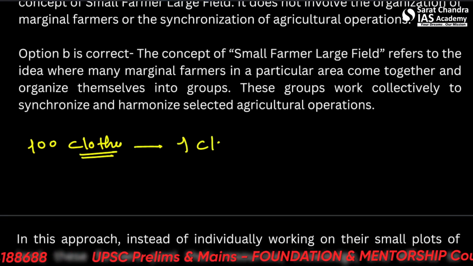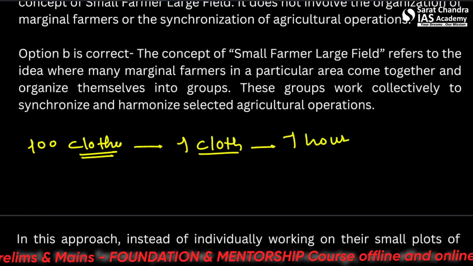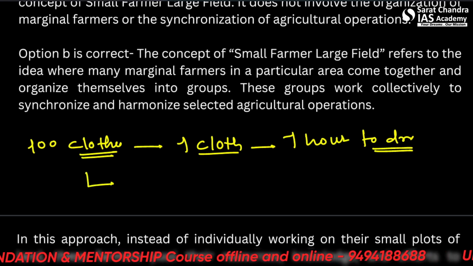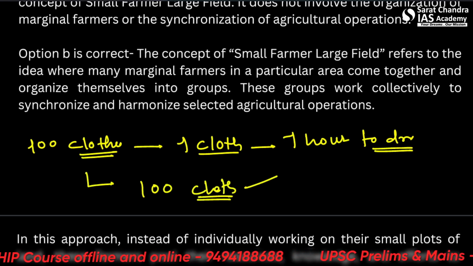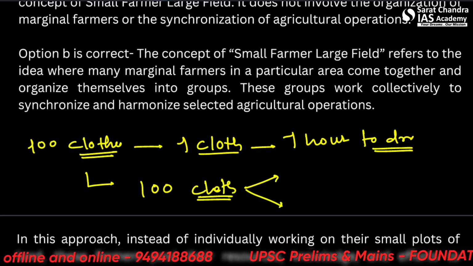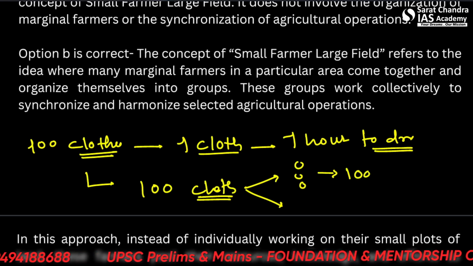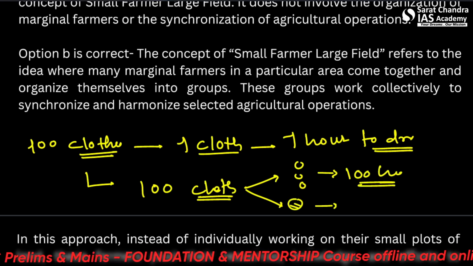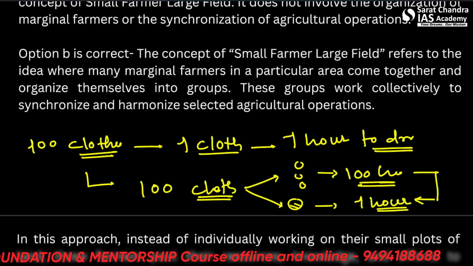And one cloth takes 1 hour to dry. Then how many hours will 100 clothes take to dry? So there are two types of students here. Those who are drying them one after another, individually, will take 100 hours. The other set of students collectively dry their clothes. It will still take 1 hour only. So this is the economics of scale.